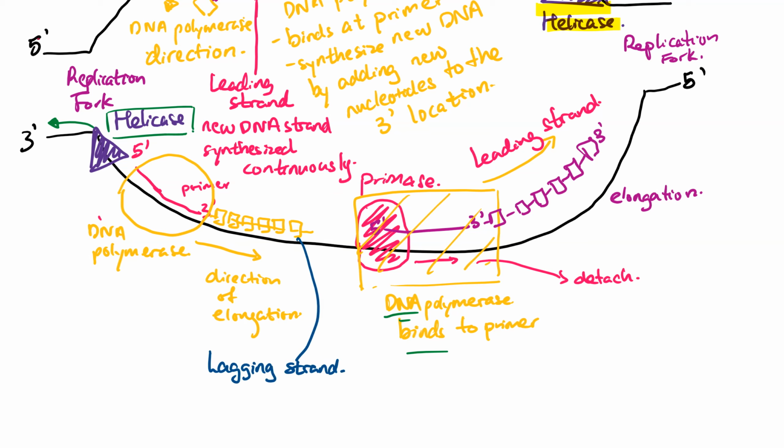Because this DNA polymerase will move until it reaches the end, right? Or the end of this newly synthesized DNA as it encounters the primer in front of it. So this DNA polymerase will move, and then it will encounter the RNA primers in front of it. And it will detach, right? So this DNA polymerase will eventually detach once it's finished synthesizing, once it reaches the primer.